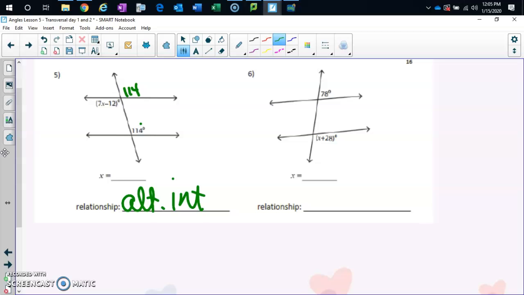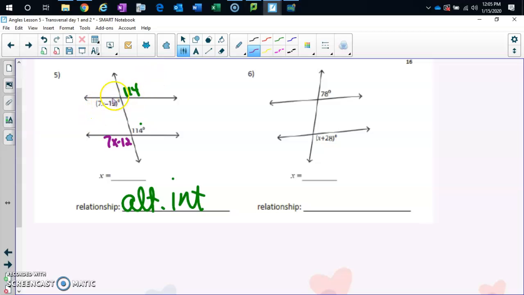Now, you could have, if you wanted to, see this 7x minus 12? I could have slid that down. Bottom left, bottom left. It doesn't matter. You need to get them into the same clump. Now, you are going to look at either clump. Let's look at the top clump.